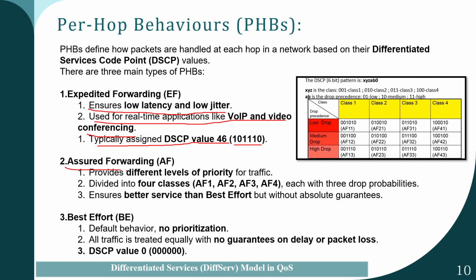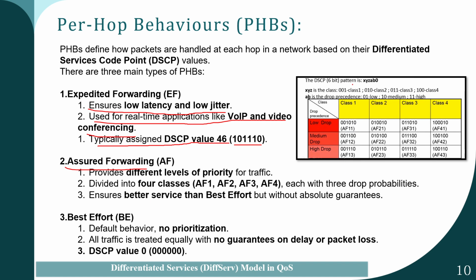AF stands for assured forwarding, provides different levels of priorities for traffic divided into four classes: AF1, AF2, AF3, AF4, each with three drop probabilities. Ensures better service than best effort but without absolute guarantees. The third one is BE, which stands for best effort, the default behavior with no prioritization. All traffic is treated equally with no guarantees on delay or packet loss. The DSCP value is 0, which is 000000.